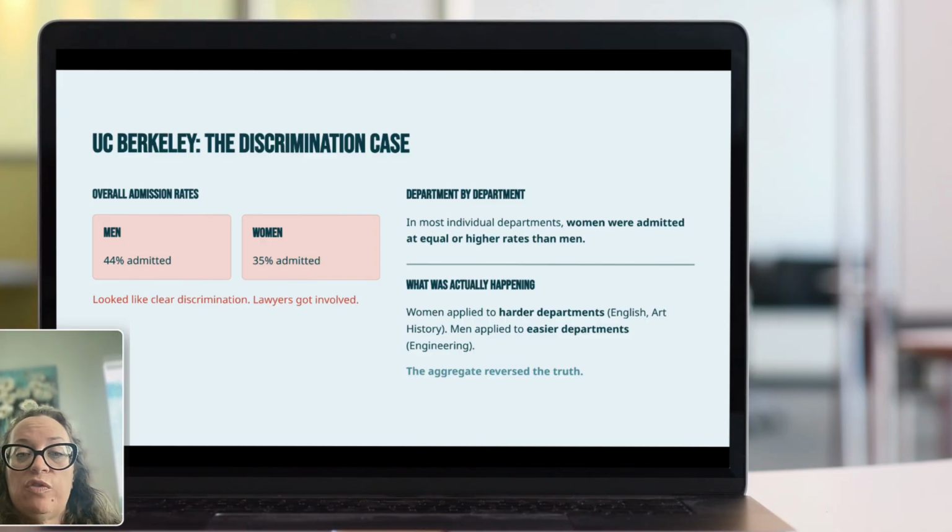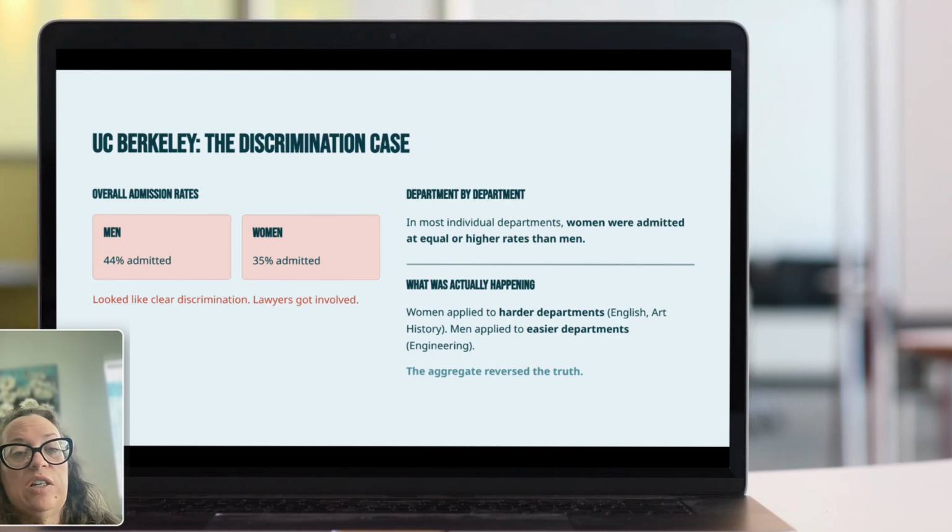Think about what would have happened if the researchers had just looked at the aggregate data. Berkeley would have been accused wrongly of discriminating against women. Administrators might have been fired. Policies might have changed based on a complete misunderstanding. Real harm would have been done to innocent people. But the statistics weren't lying. The 35 versus 44% was mathematically correct. But the interpretation that this difference meant discrimination was exactly backwards.